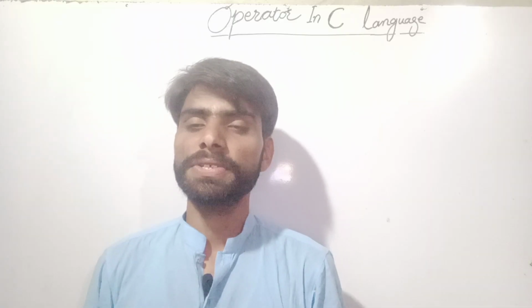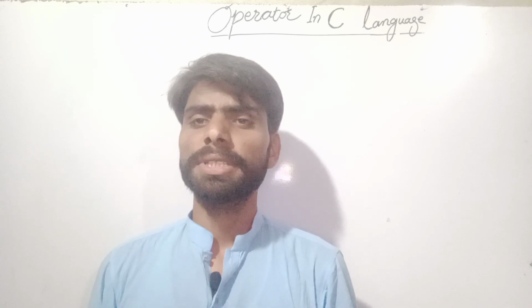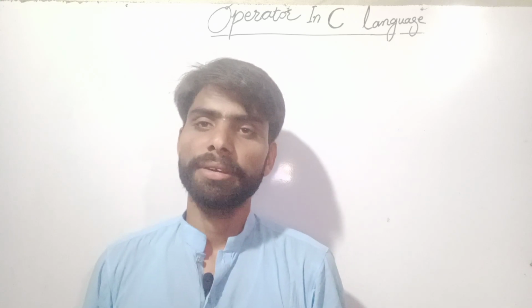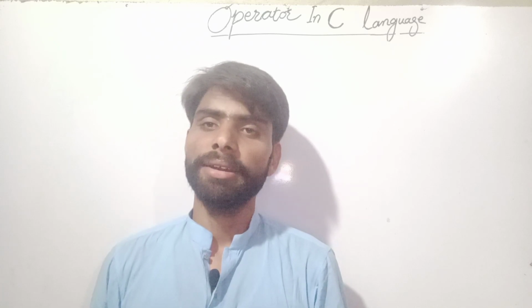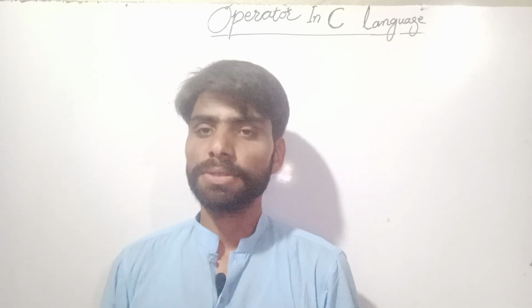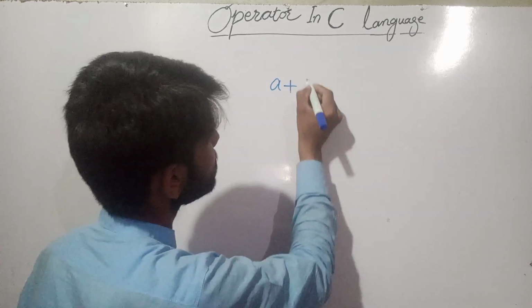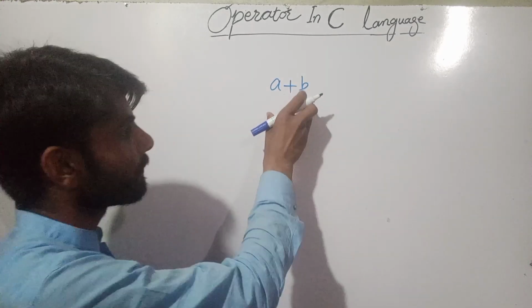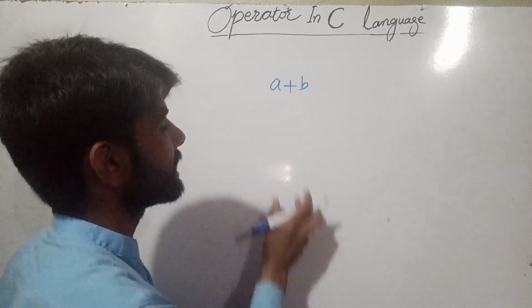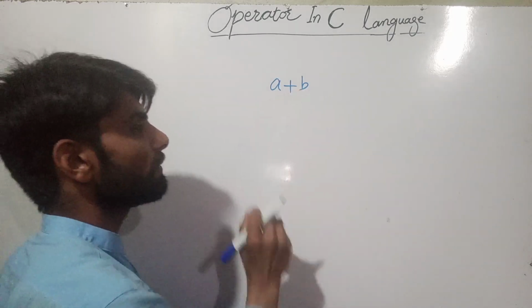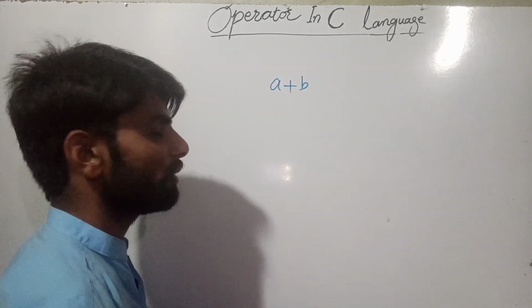Binary operators always need two operands, because operators in the C language are always used for calculation. Operators that use two operands in the C language are called binary operators, right? Let's understand with an example. Suppose I write here a plus b. These are two operands and this is the one operator. So here two operands are used with one operator. So this is a binary operator.